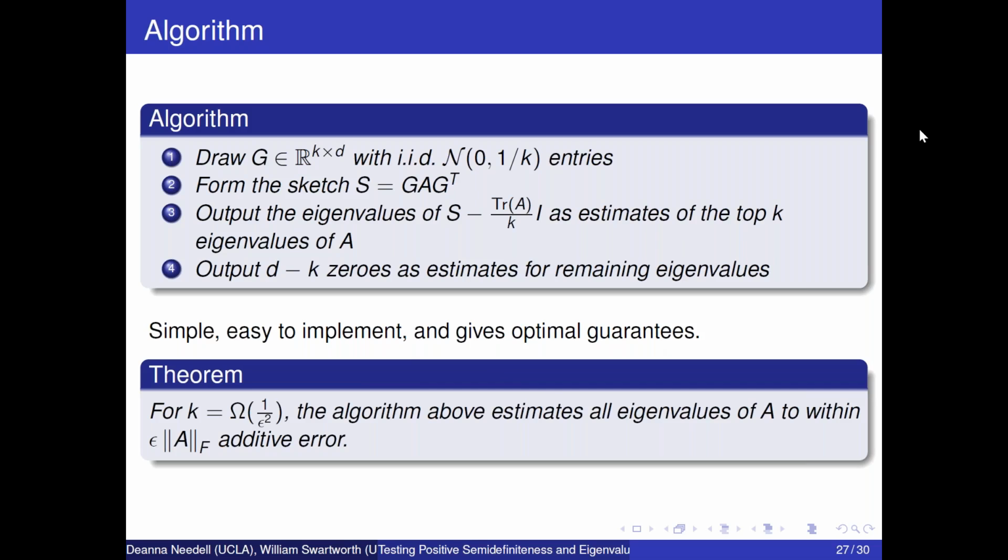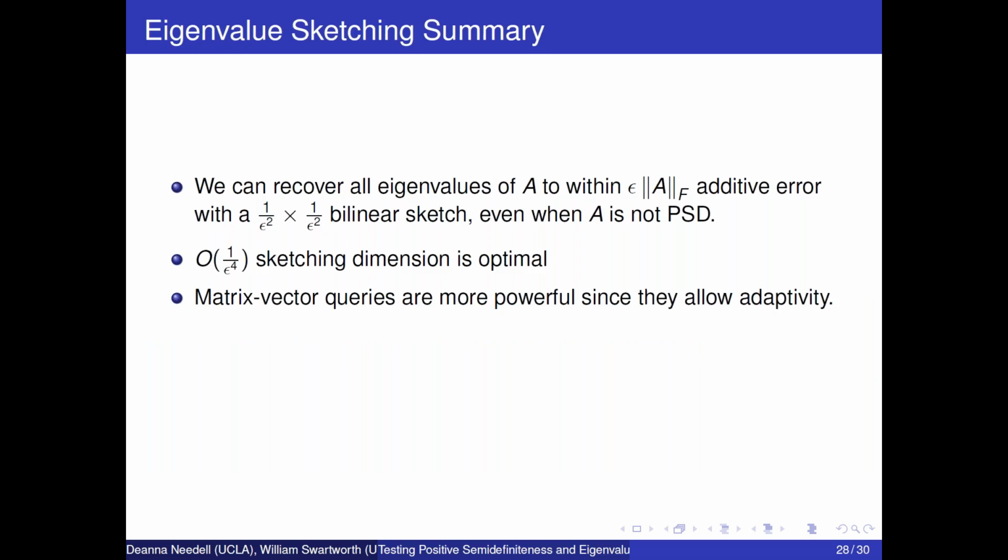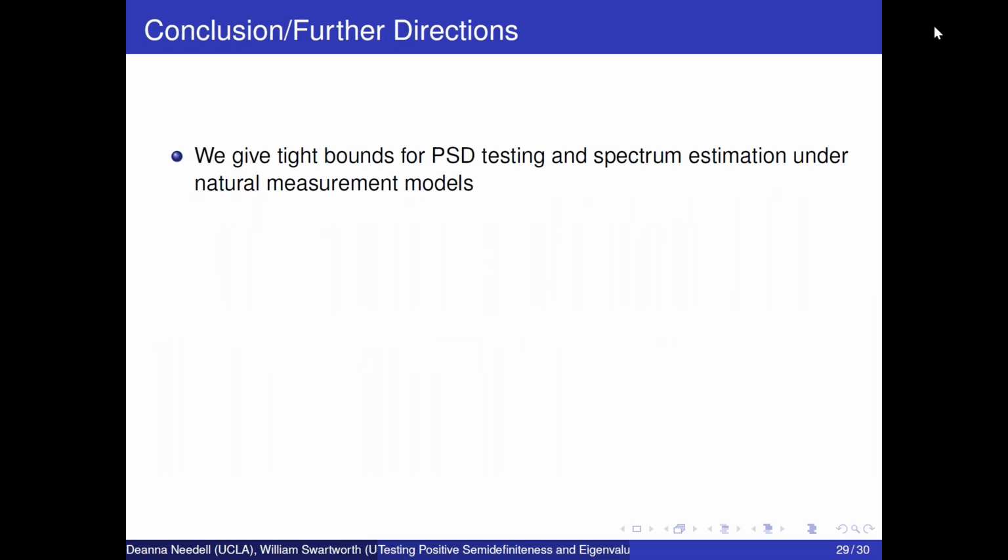Namely, you can show that if your Gaussian matrix G has small dimension, 1 over epsilon squared, then you estimate all the eigenvalues of A up to additive error epsilon times the Frobenius norm of A. Okay, so any significant eigenvalue is estimated well from the sketch. So this, estimating the entire eigenspectrum, I think is a nice byproduct of the techniques that we developed for positive semi-definite testing. And let me just conclude in the interest of time.